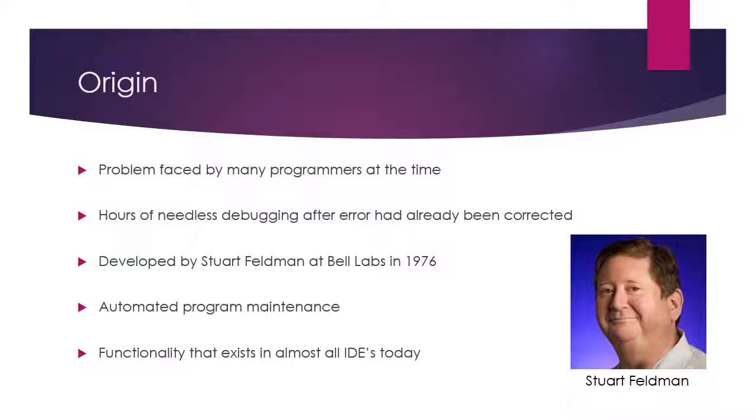Problems discussed on the previous slide are at the root of the origin for the make utility. Once again, the hours of needless debugging is what led Stuart Feldman at Bell Labs to develop make in 1976. The dependency tracking is now common practice for practically all integrated development systems in use today. However, that wasn't the case in the mid 70s, and programmers often struggled with understanding when a compiled program had been updated with the latest source code updates.